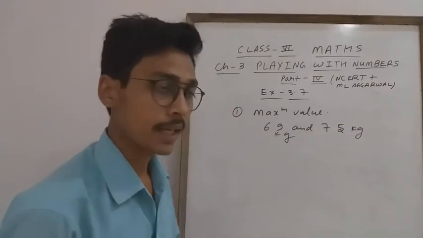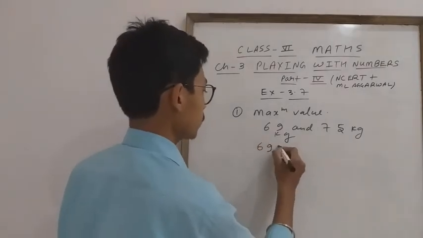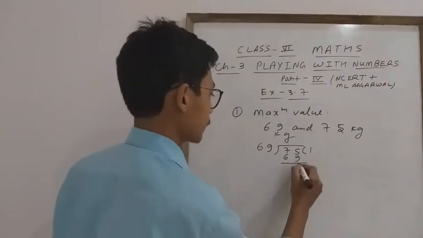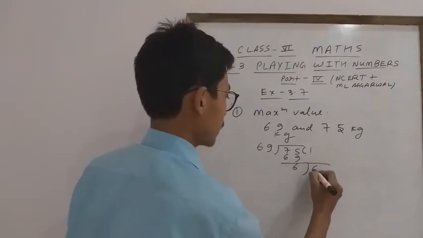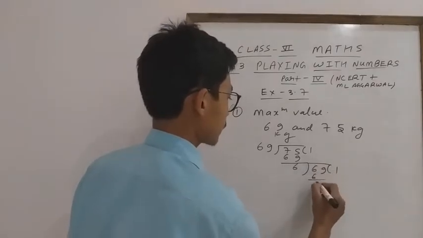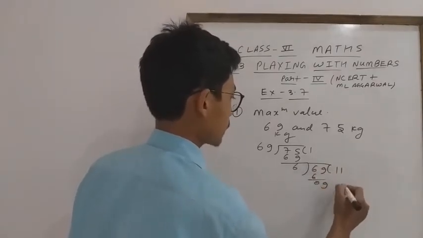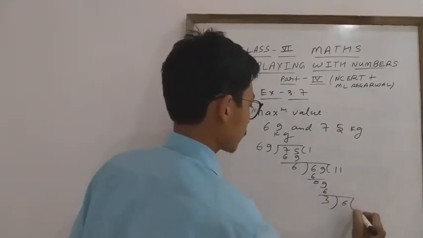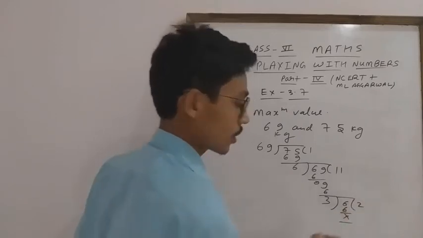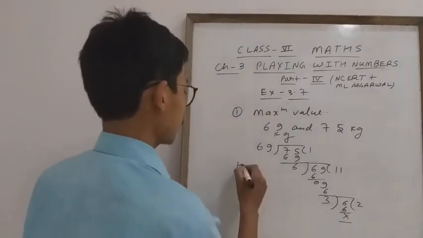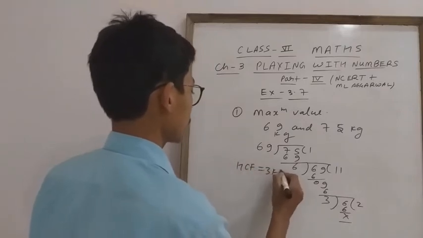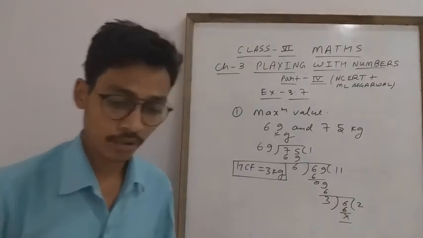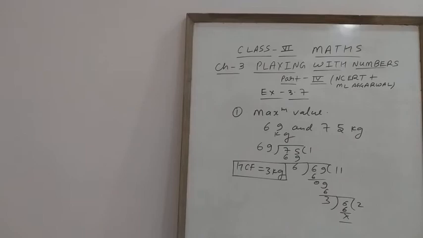Any method you can apply. Here I am going to use the division method. 69 times 1 is 69. 75 minus 69 is 6. Now 69 divided by 6: 6 times 1 is 6, 6 minus 6 is 0, 9 remains. Again 6 times 1 is 6, 9 minus 6 is 3. Now again it will come 6: 3 times 2 is 6. Okay everyone. So now the HCF equals 3 kilograms. You can also apply prime factorization. Clear everyone? By this way, on the basis of the question, you will understand.